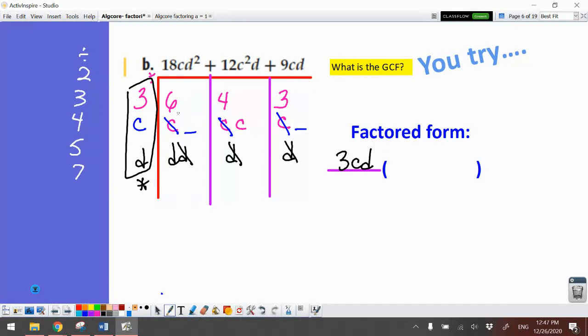Well, what's left here? So here I have a 6 and a D. Here I have a 4 and a C, and here I have a 3. Well, I kind of need some signs. So what kind of 4 is this one? Well, it's a positive 4, and this is a positive 3. So what's left in my parentheses is 3CD, parentheses 6D plus 4C plus 3.